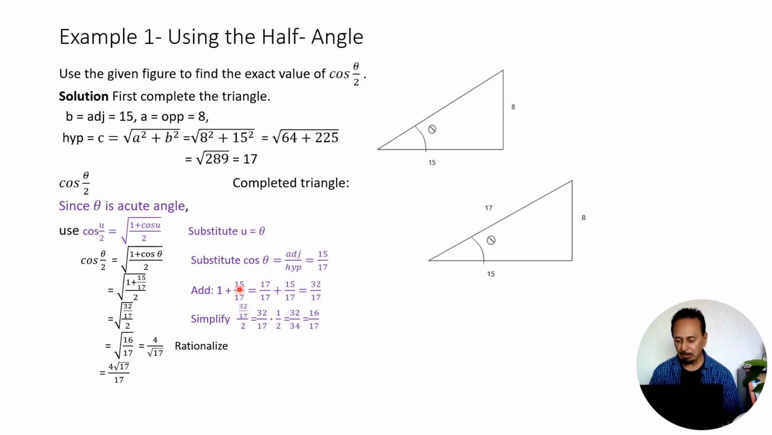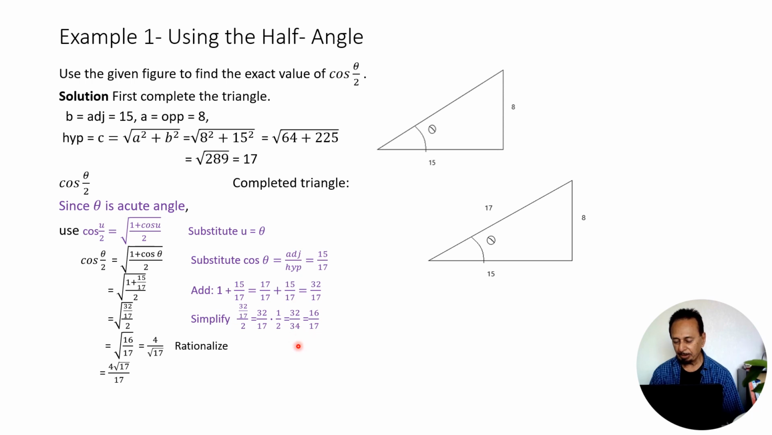Now we add 1 and 15 over 17. To add, we have to convert 1 into 17 over 17. Now with the same denominators, we can add 17 plus 15 is 32. So we have 32 over 17. So we replace 1 plus 15 over 17 with 32 over 17. Now we have the square root of (32 over 17) over 2. Now we simplify this one, 32 over 17 divided by 2. So we have 32 over 17 times the reciprocal of 2, which is 1/2. So now we have 32 times 1 is 32, 17 times 2 is 34.